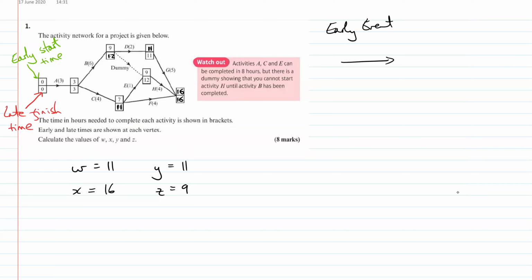And if there's more than one, you pick the largest, which is a bit funny because you think earlier, why don't I pick the smaller one? But that's just not how the maths works. And then the late finish times, we go that way, and if there's more than one, we pick the smallest. That's the principle that we can do all of this in.